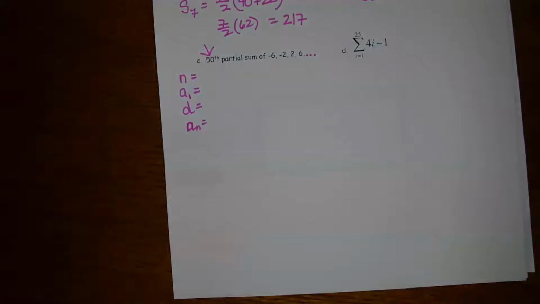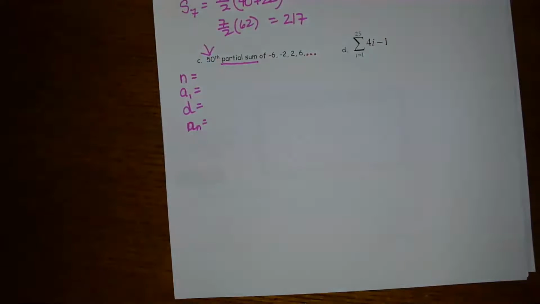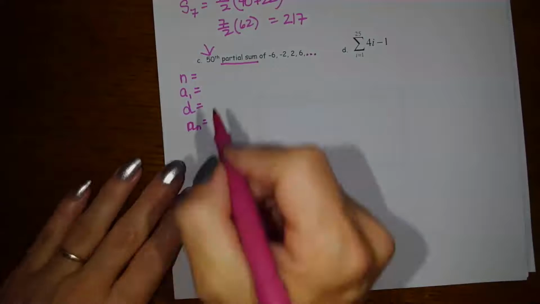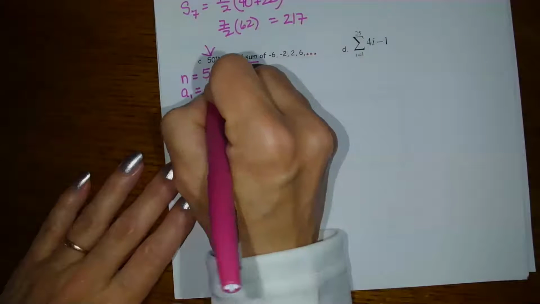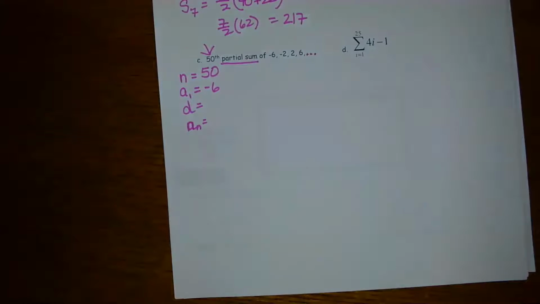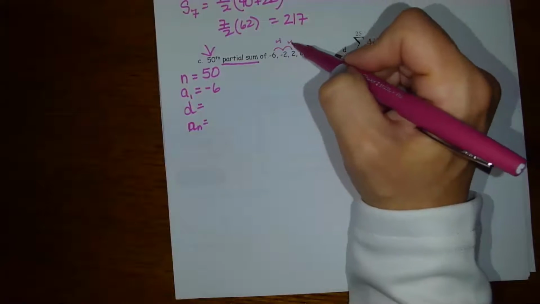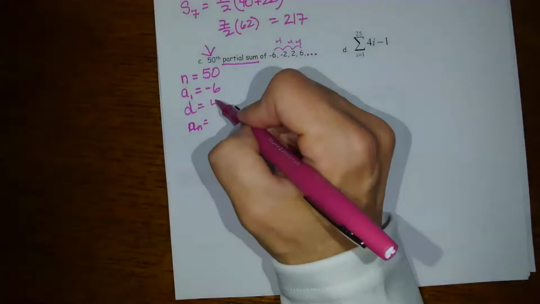So if I had a list that went on forever, I could say, hey, can you add up the first 10? Can you add up the first 250? I could give you part of a list to add up. And that's what this means when you see partial sum. We're going to add part of them. So N is 50 in this case. A1 is easy. That's -6. Now, can you figure out the difference between them all? What's it going up by? 4, 4, 4. So D is 4.